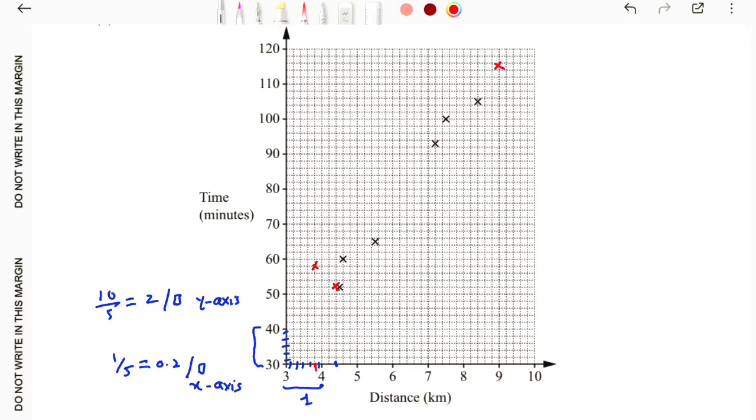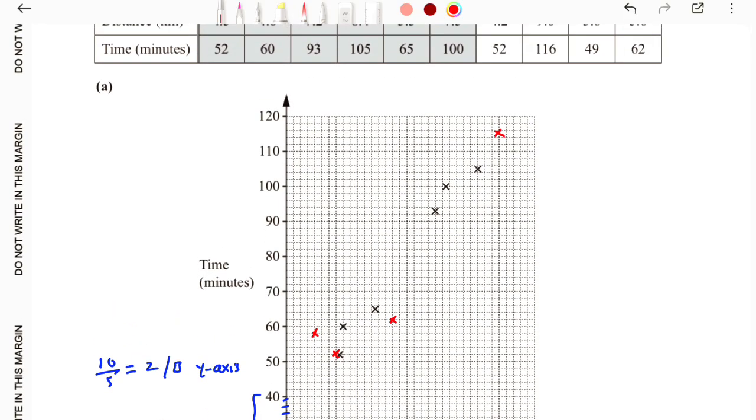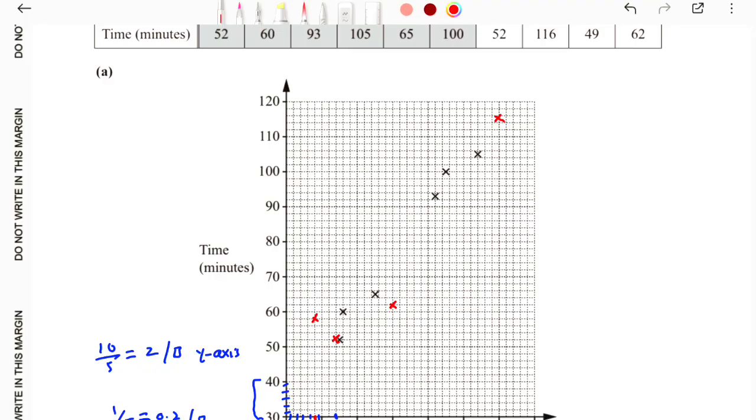Now we have to draw a line of best fit. So try to draw your line in such a way that it should be a balanced one. Maximum or the average points should be above the line or below the line. I'm going to draw a line here. So this is the best fit line.